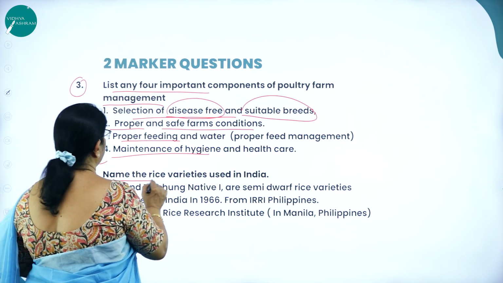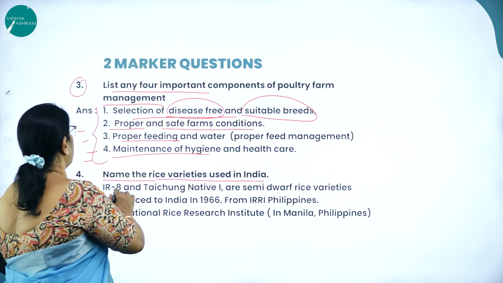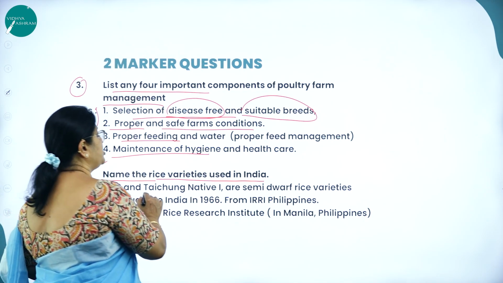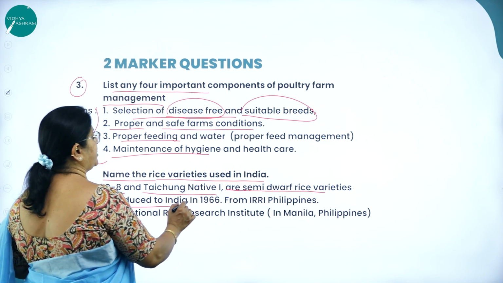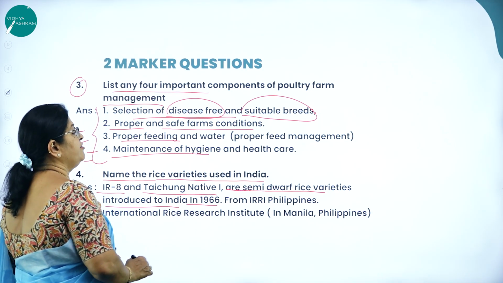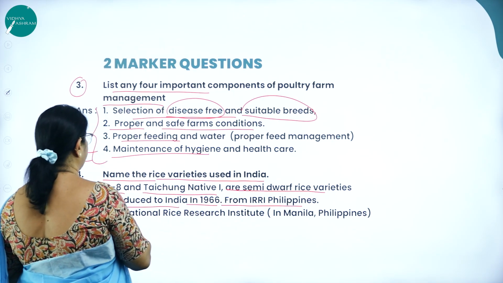Next, question number 4. Name the rice varieties used in India. IR8 and Taichung Native 1 are semi-dwarf rice varieties introduced to India in 1966 from IRRI Philippines. What is IRRI standing for?